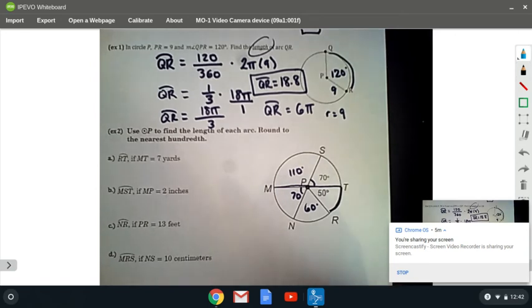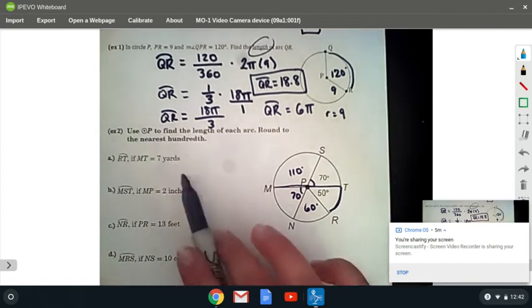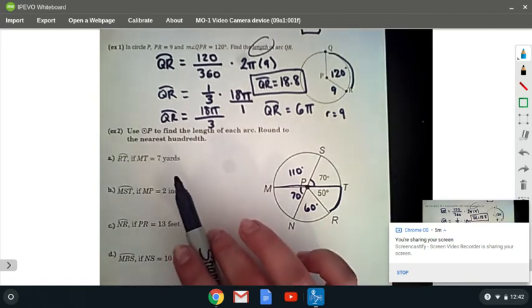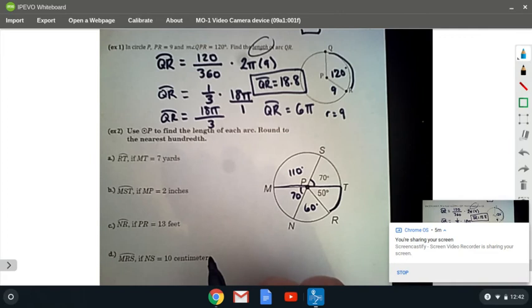Now remember, arc length is different than measure of the arc. Those are two different things. Measure is talking about degrees. Arc length is a length of something. So, RT, what is the length of RT if MT equals 7?